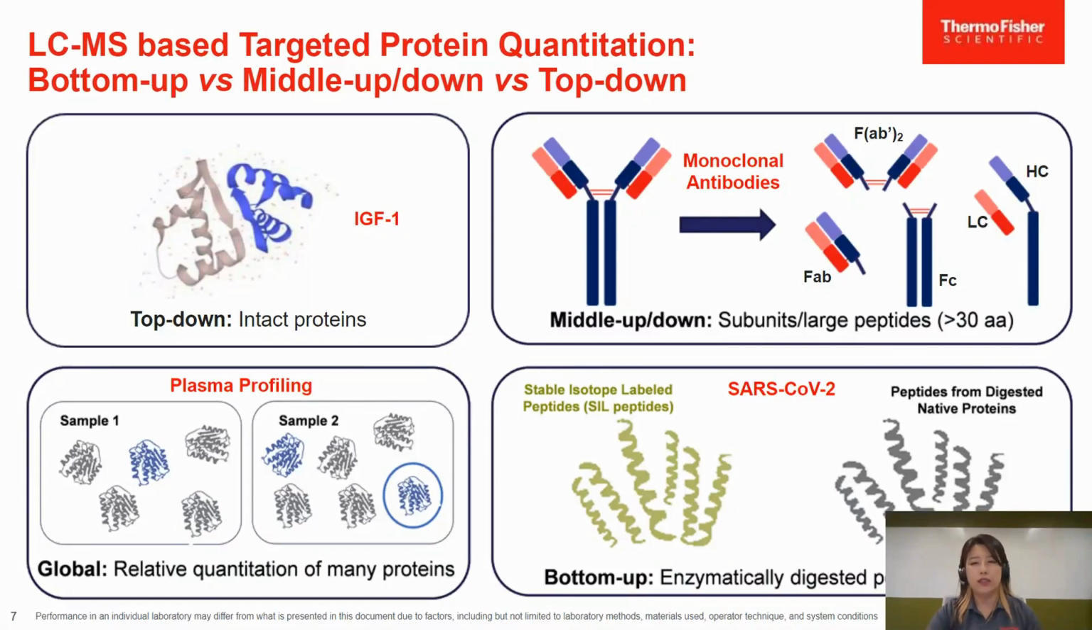So to create several subunits, you can monitor different subunits by the middle-up or middle-down approaches. The last approach is a bottom-up approach. So it's typically digested using enzymes, for example, trypsin, into peptides. And for absolute quantitation, you spike stable isotope labeled peptides to quantify native proteins or peptides.